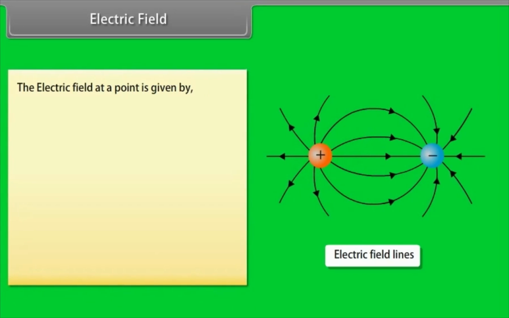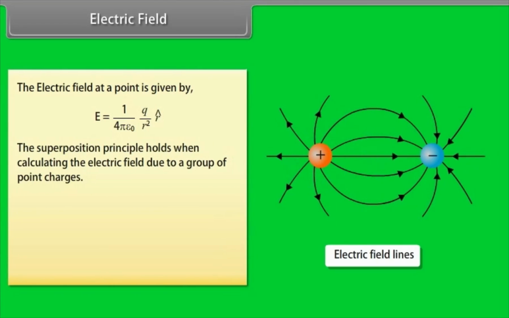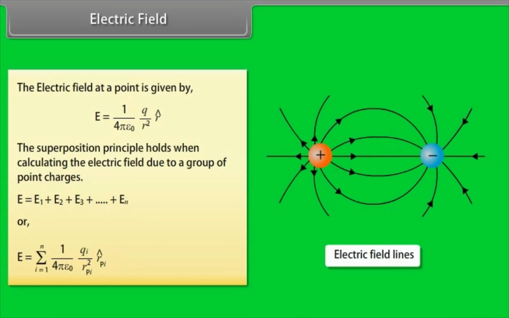The electric field at a point is given by E is equal to 1 upon 4 pi epsilon naught multiplied by Q upon r square into r cap. The superposition principle holds when calculating the electric field due to a group of point charges. E is equal to E1 plus E2 plus E3 and so on till En. This equation can be written as E is equal to summation from i equals 1 to n of 1 upon 4 pi epsilon naught multiplied by Qi upon r Pi square into r Pi cap.